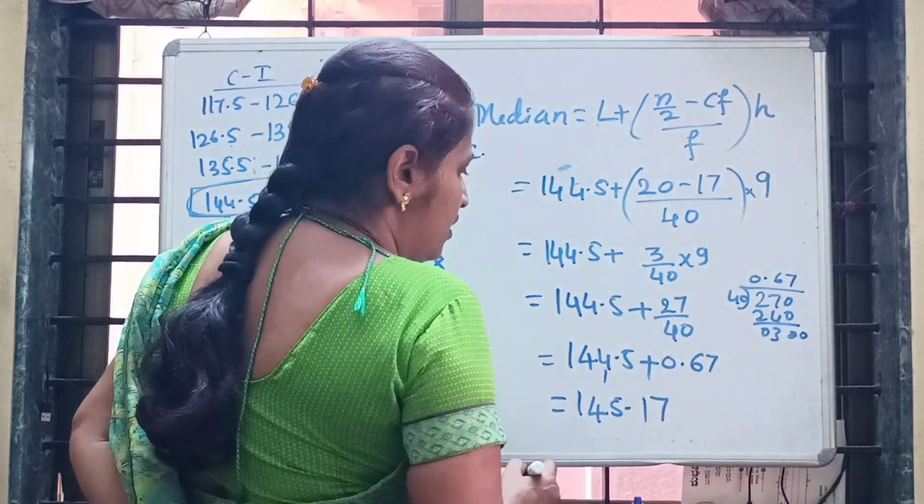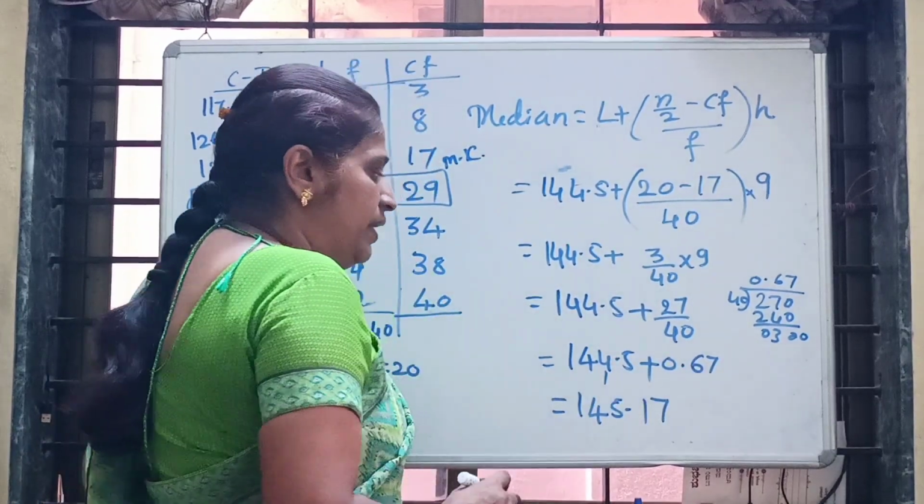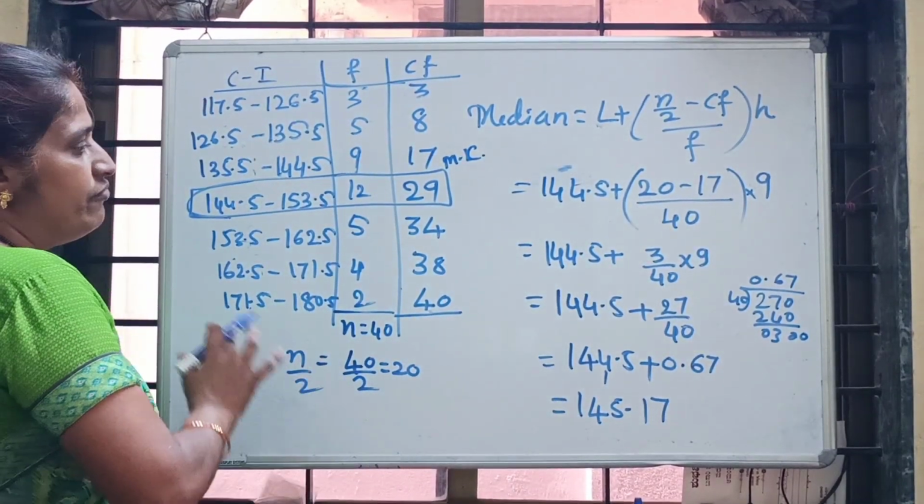So 144.5 plus 0.675 gives 145.175. Yes, this is the median of the given information, children.